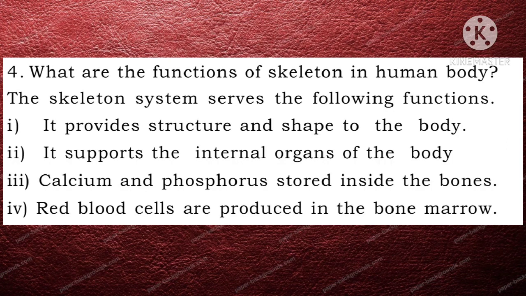See the 6th question. What are the functions of skeleton in the human body? The skeleton system serves the following functions. First, it provides structure and shape to the body. It supports the internal organs of the body. Calcium and phosphorus are stored inside the bones. Red blood cells are produced in the bone marrow.